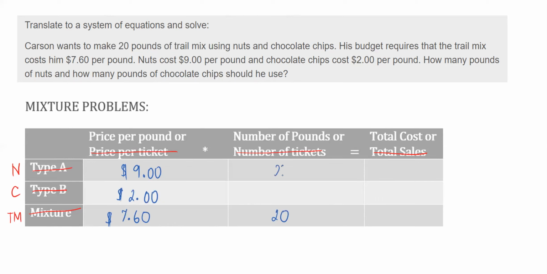When we have missing information, we assign a variable. I'm going to use X. And how many pounds of chocolate chips should he use? We don't know. I'm going to call it Y. That's it. You now have to multiply these columns to get the last column. So I'll simply say 9x because it's $9, $2, so that's 2x. And this will be $7.60 times 20.